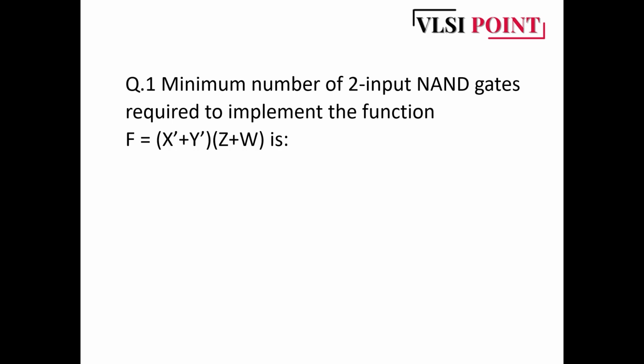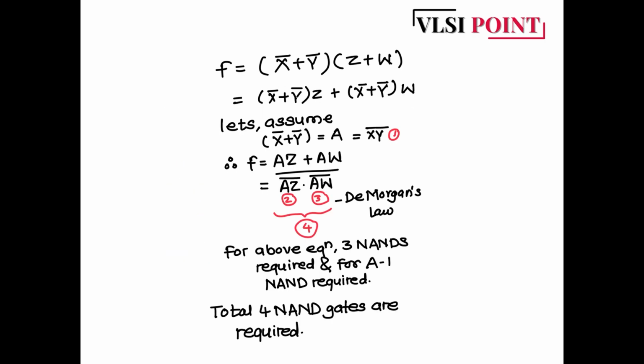Question number 1. Minimum number of 2-input NAND gates that are required to implement the function F = (X' + Y')(Z + W). Let's see the options. A: 3, B: 4, C: 5, D: 6. So basically we have to put the function in such a way that we can directly implement it using 2-input NAND gates, and that should be the minimum number. So we will solve this.